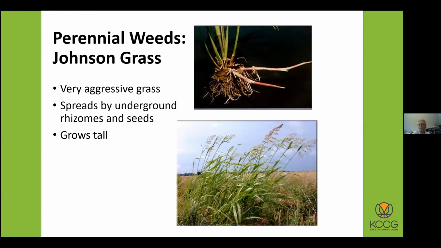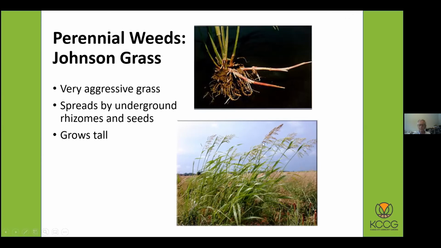Another real difficult grass is called Johnson grass. It's a much taller grass. This is one that farmers have a lot of difficulty with. It gets tall. It's very aggressive. It spreads by underground rhizomes. If you look at the top picture here, you can see what the rhizome looks like. It's very thick and fleshy and just spreads out, and then you'll start another plant, spreads out again. Also can be spread by seeds.